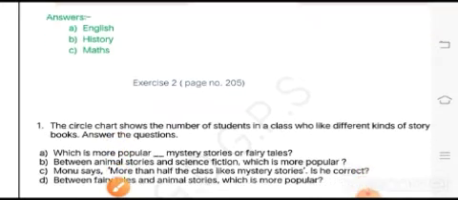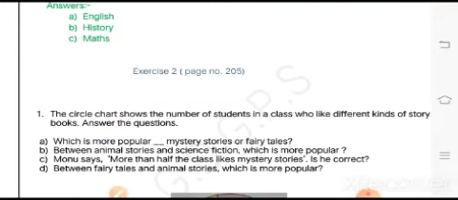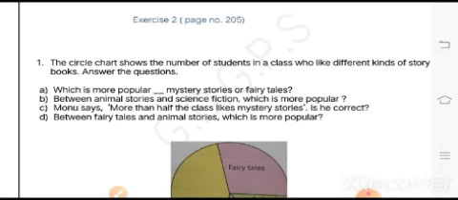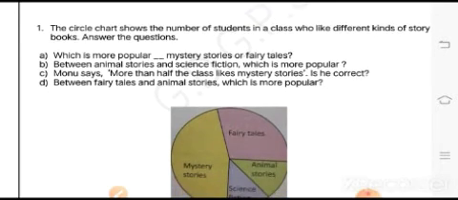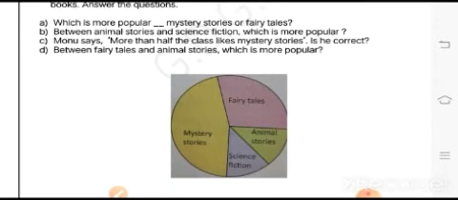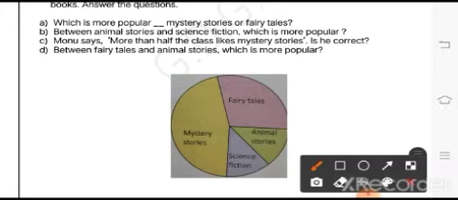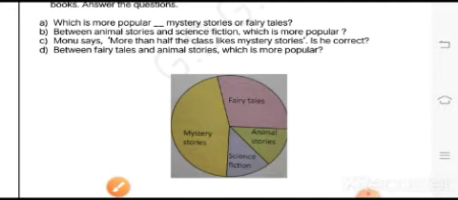This is the circle graph, and now we have Exercise 2, on page 205. Question number 1. The circle chart shows the number of students in a class who like different kinds of storybooks. Answer the questions. Here we have been given a circle graph showing different kinds of storybooks. This is the data collected in a class where 5 students like fairy tales, 5 like mystery stories, some like animal stories, and some like science fiction. Looking at the graph, we have to answer the given questions. We will try to read the graph and answer the questions.